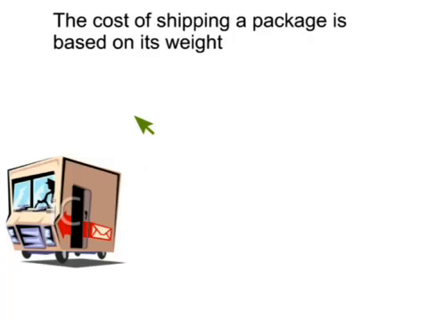Here's another simple example. The cost of a shipping package is based on its weight. So what causes what? Does the weight cause the cost, or does the cost cause the weight? Well, the weight causes the cost. So therefore, weight is the independent, cost is the dependent. Very simple.